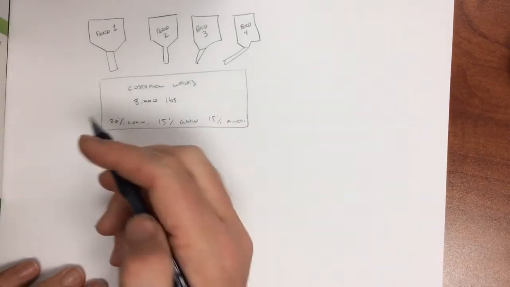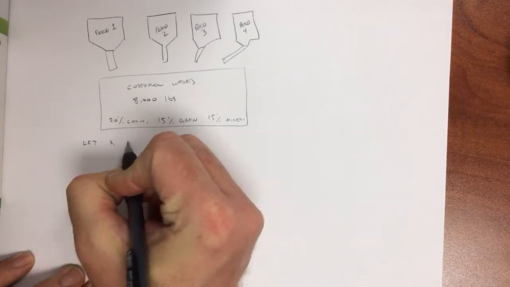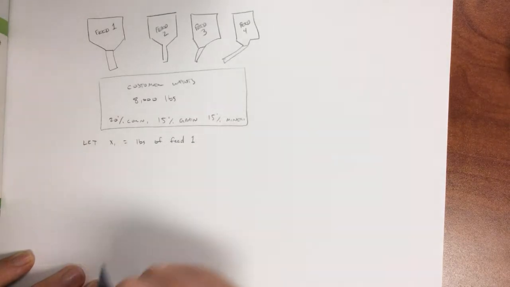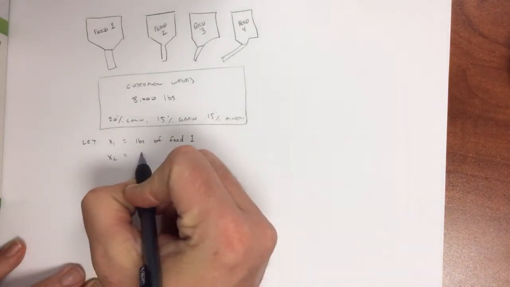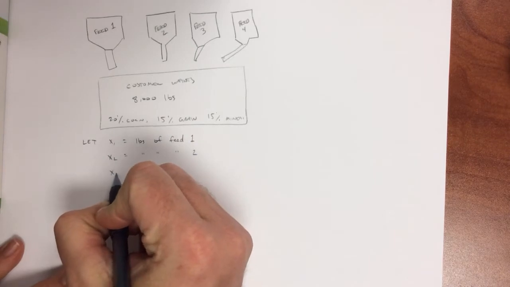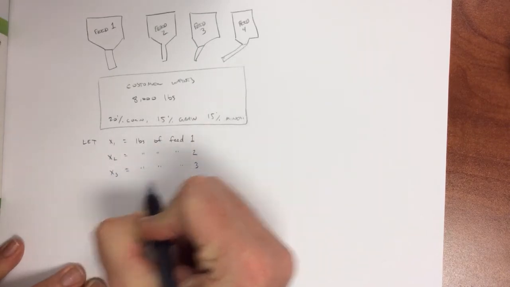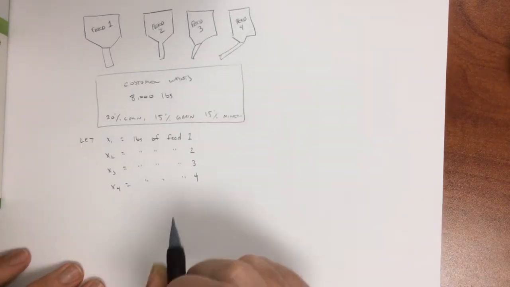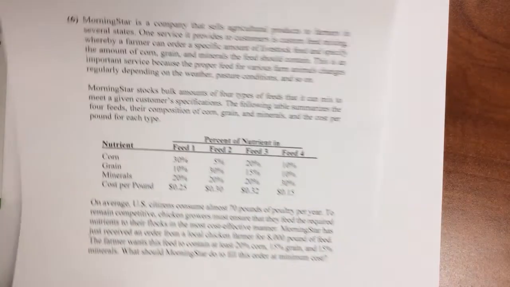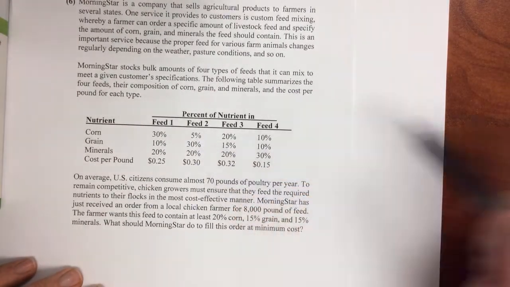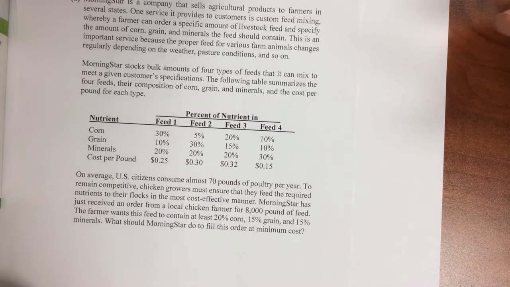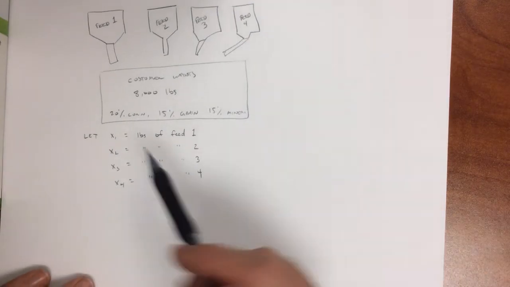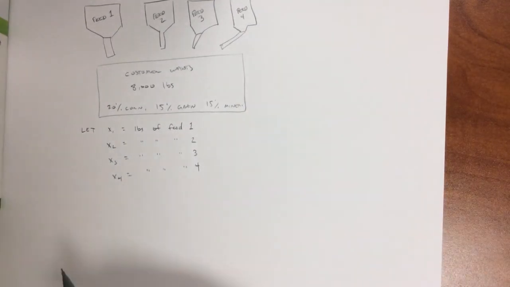All right, so what we want is, let X1 be the pounds of feed 1, X2 be the pounds of feed 2, X3 the pounds of feed 3, and X4 the pounds of feed 4. So that's what we get to choose. We don't get to choose anything with the minerals that are inside of feed 1, 2, 3, or 4. Those are characteristics of them. All we get to choose is, we turn the machine on for feed 1, and how many pounds do we put into our machine. So that there is defining our variables.